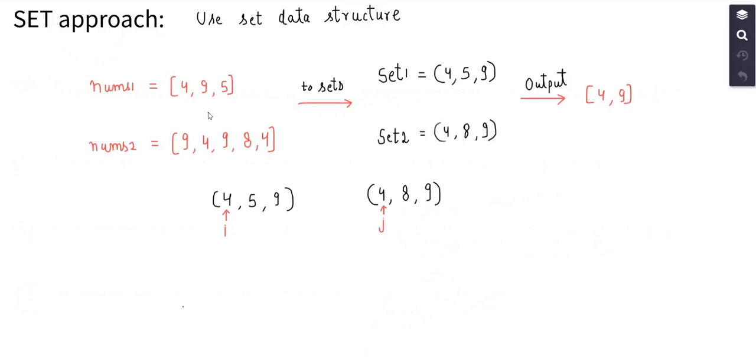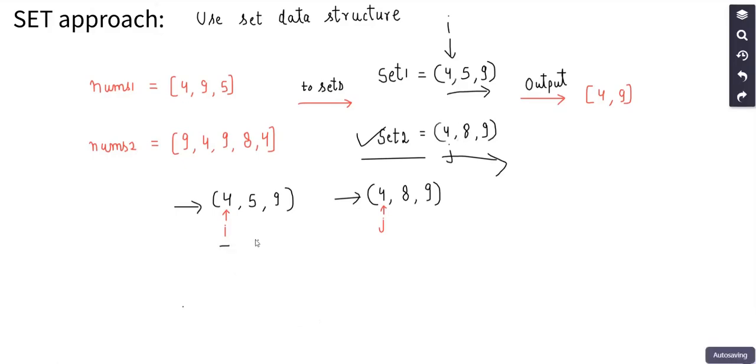So we push all elements of the nums1 array into set1, and we push all elements of the nums2 array into set2. So here we have set1, set2, and this is the pointer i which is pointing to the first element of set1, and this is the pointer j which is pointing to the first element of set2. Okay, so these are basically iterators, and we compare the elements at i and j.